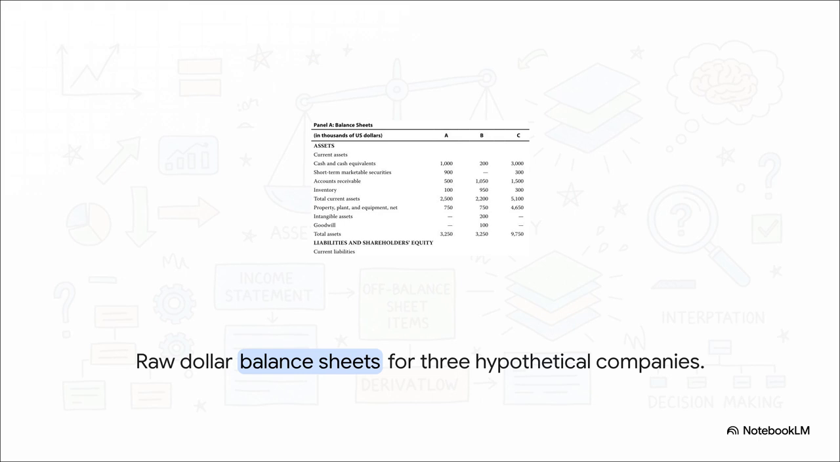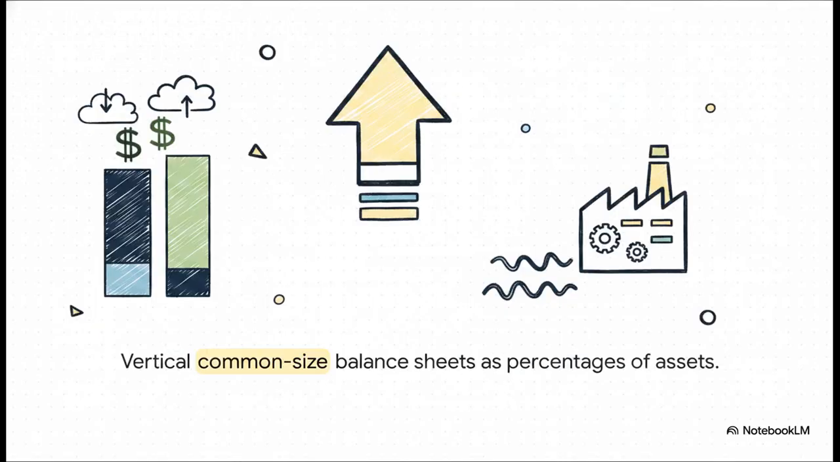Let's actually look at this in practice. Staring at the raw dollar balance sheets for these three hypothetical companies, notice Company C. Its massive $9.75 million asset base completely overshadows companies A and B. Just glancing at these raw numbers makes any direct structural comparison virtually impossible. The sheer scale completely distorts the financing choices that are being made. But watch what happens when we apply vertical common size analysis here. We convert everything to a percentage of total assets, and boom, a massive insight jumps right off the page.